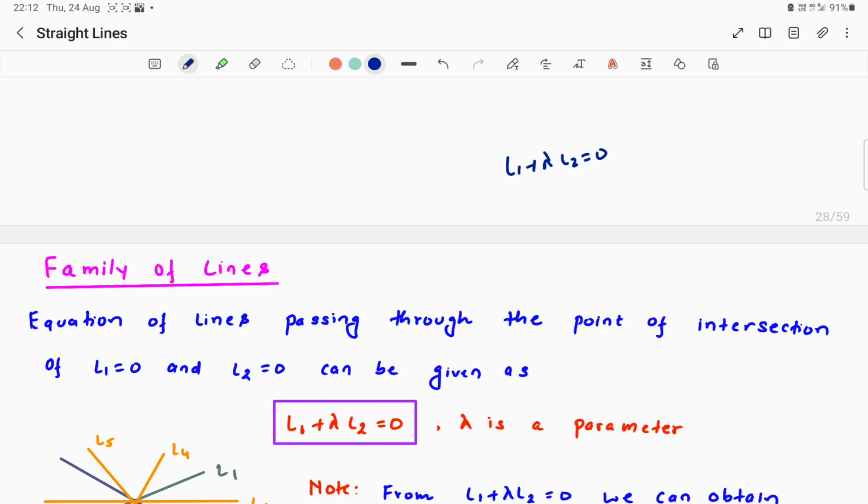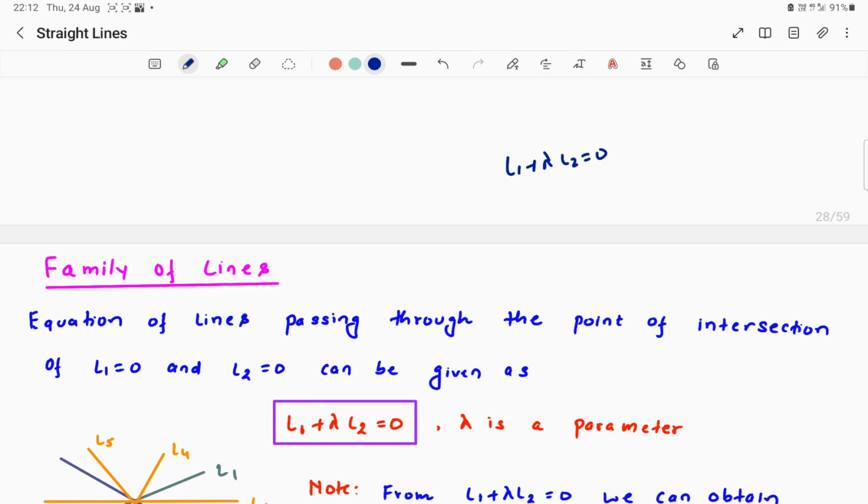I mean lambda is some parameter. So when you simplify this, you will get basically a linear equation in 2 variables, isn't it? So any linear equation in 2 variables represents a straight line. Okay. Now how are we ensuring that this line is passing through that point?